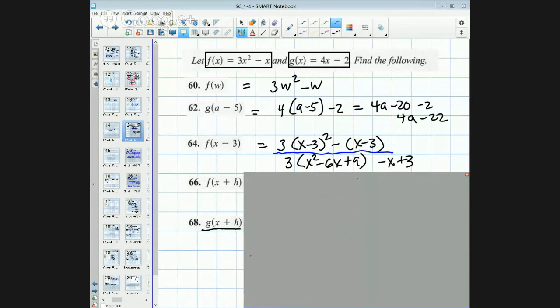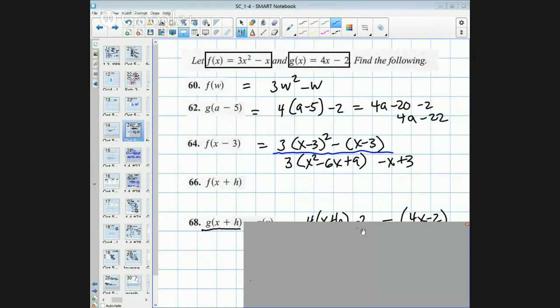Then it's just a matter of carrying it out. And could I have even carried it out further? Yes, I could have multiplied this out and then combined. Here, let's do it. So this becomes 3x squared minus 18x plus 27 minus x plus 3. And then finally, when you combine everything together, 3x squared. Then we have a negative 18x and a negative 1x would be a negative 19x. And 27 plus 3, of course, would be 30. So there would be our final result.